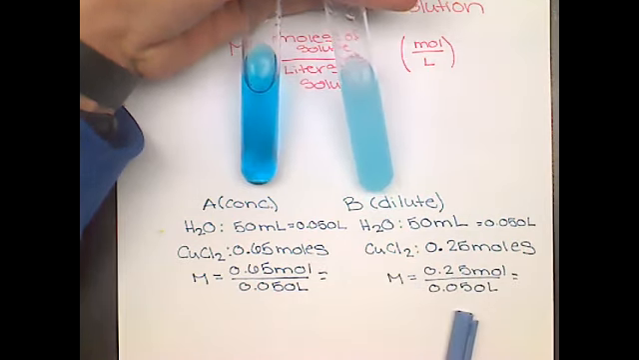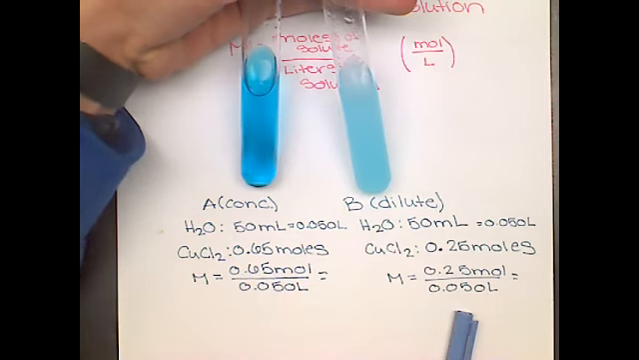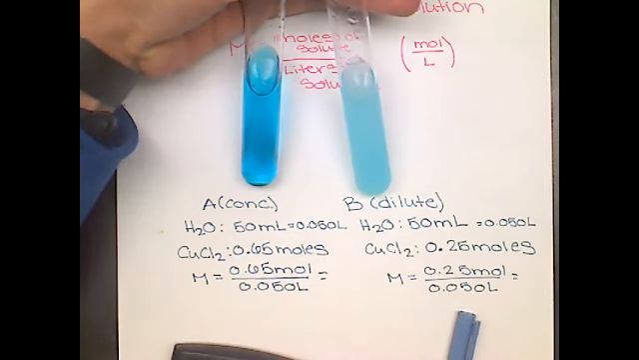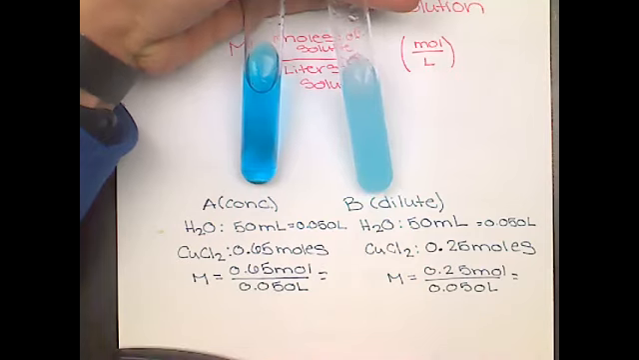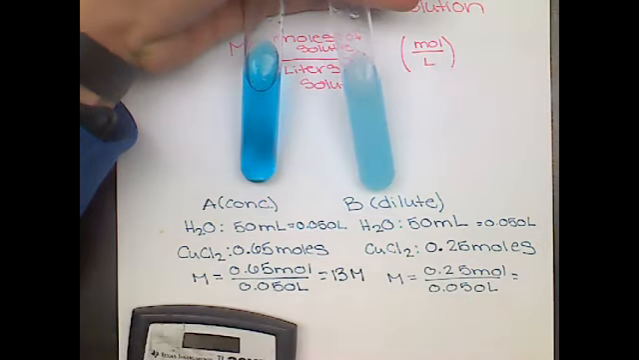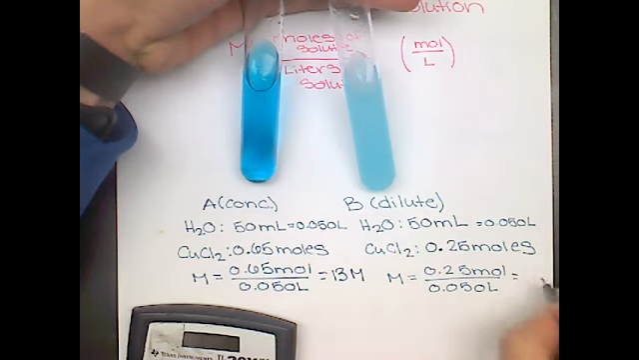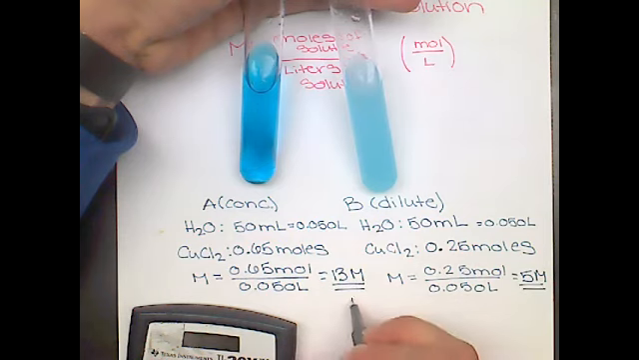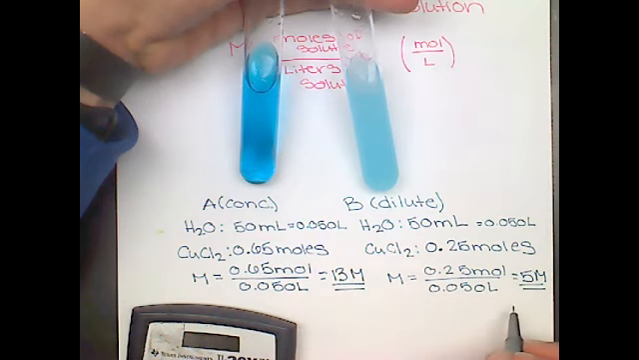Now we can calculate this out. Let me grab my calculator. 0.65 divided by 0.05 gives the number 13, and 0.25 divided by 0.05 gives 5. Now we can look at the concentration and say that this one is more than double as concentrated as this one.